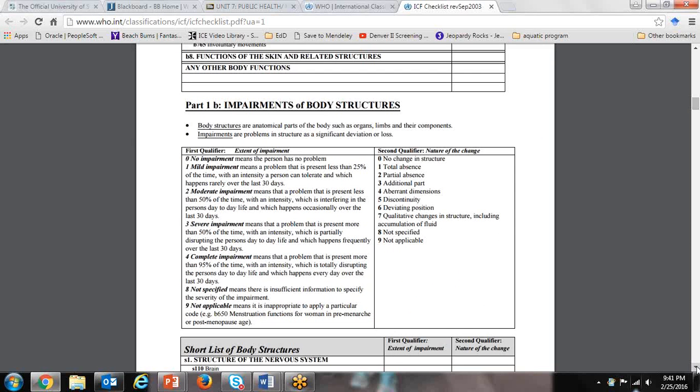And then the first qualifier, we would have to say that there is complete impairment. Means that the problem is persisting more than 95% of the time in intensity and is totally disrupting the person's day in the last 30 days. So the first qualifier would be 4, and then the second qualifier for nature of change, because the foot was amputated, we would say 1, because there's a total absence of the extremity of the body structure. Okay.